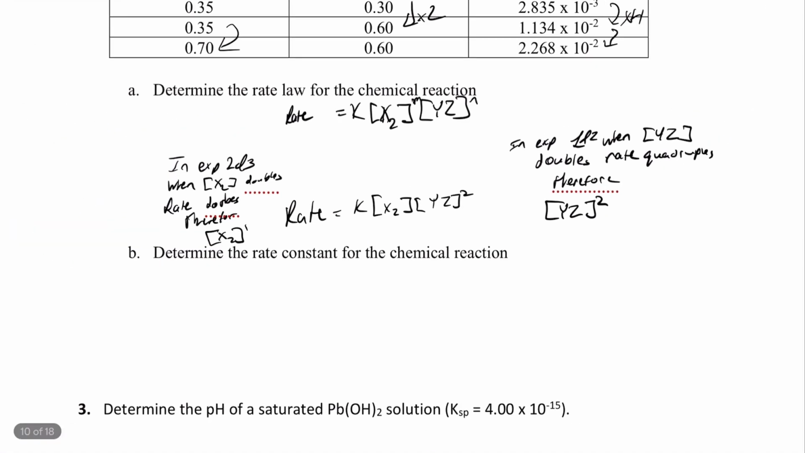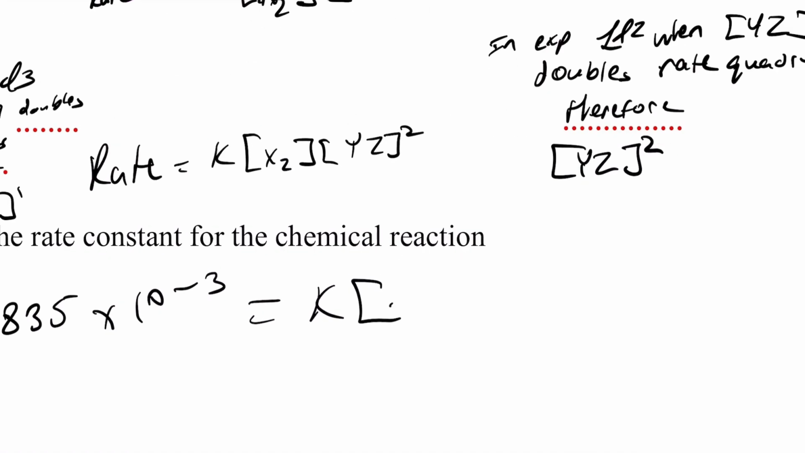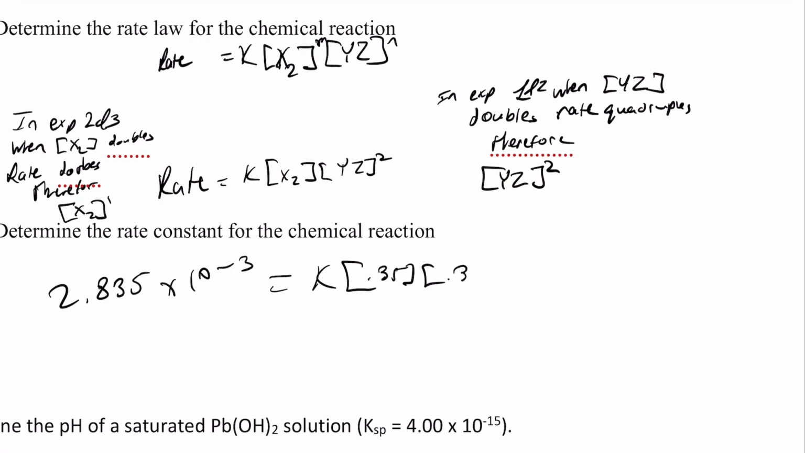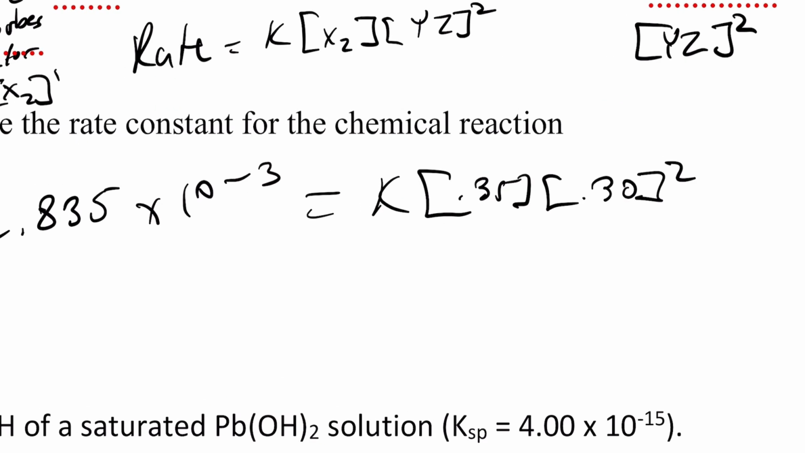Okay, so we have to take one of the experiments. So I'm going to take 2.835 times 10 to the negative 3 equals K, right? So X squared would be 0.35, and YZ would be 0.30 squared. Okay, so I can take all these values and do 2.835 times 10 to the negative 3 divided by 0.35 times 0.3 squared. All right, and then I get 0.09.